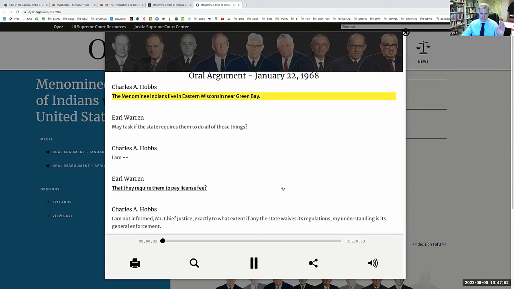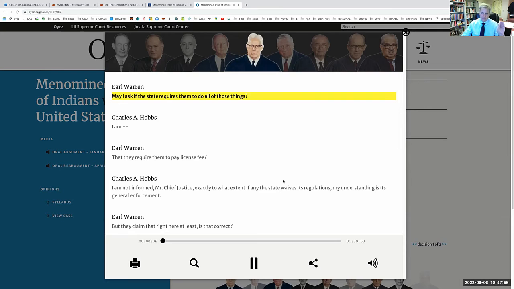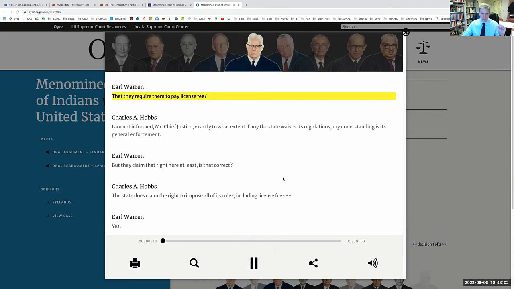Menominee Indians live in eastern Wisconsin. Can y'all hear that? May I ask if the state requires them to do all of those things? I am requiring them to pay a license fee.